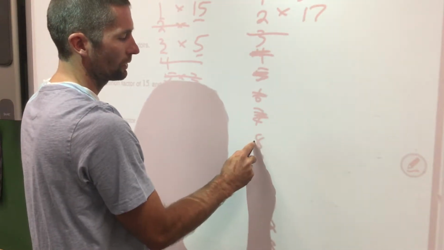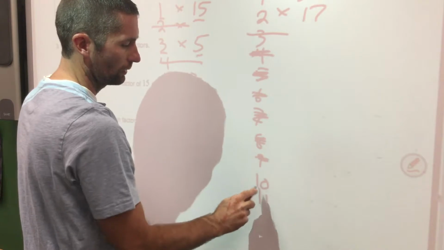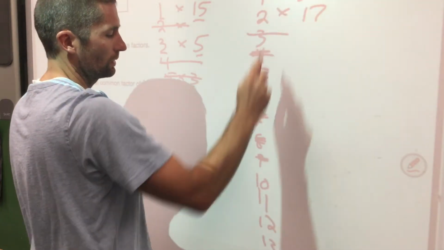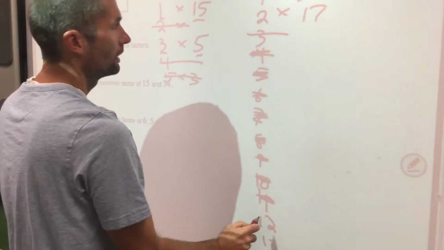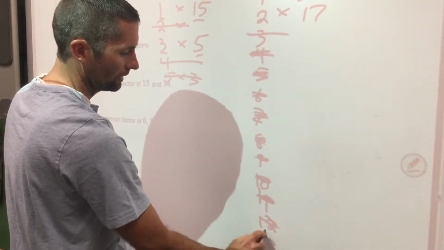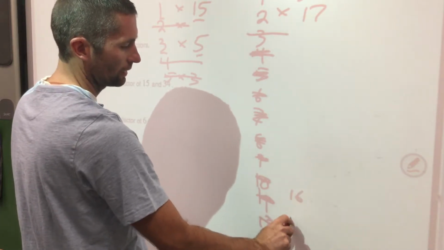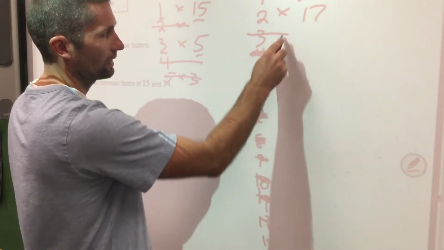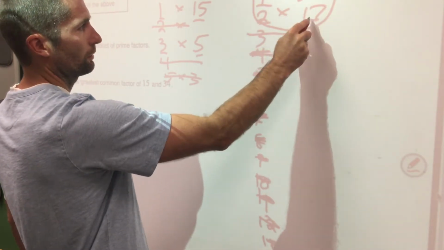8 times 4 is 32, that doesn't work. 9 doesn't go into 34. 10, well, it doesn't end with a 0. 11 times 3 is 33, 12 times 3 is 36, 13 is not going to work, 14, 15, 16 is not going to work, 17 is going to work, 17 times 2, that's your double. So it's only these, 1, 2, 17, 34.